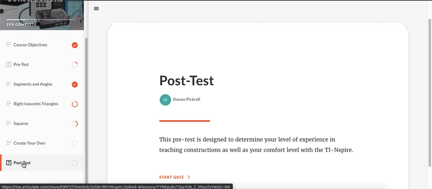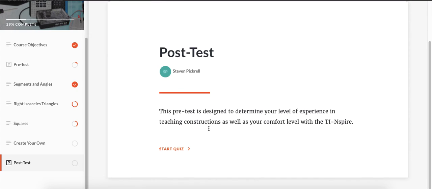The training ends with a post-test, hopefully showing the growth of our teachers throughout the process, as well as a short survey at the end on the training itself.